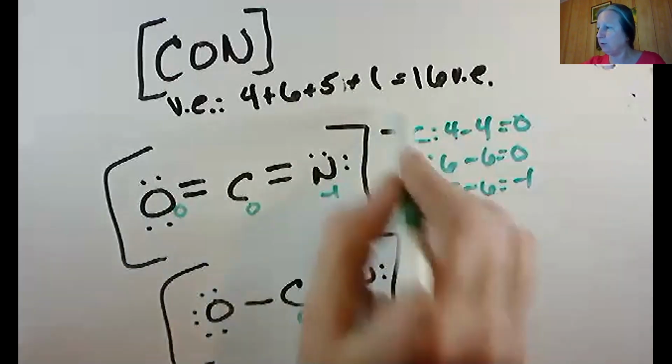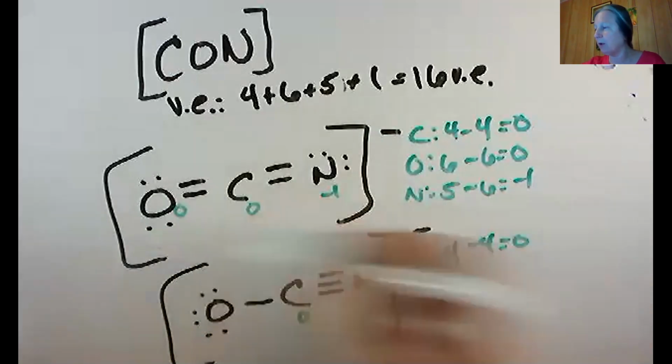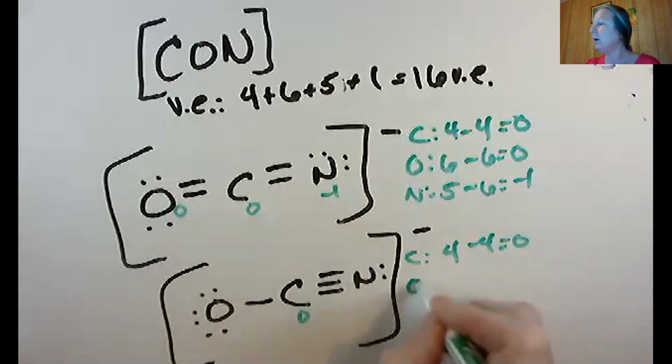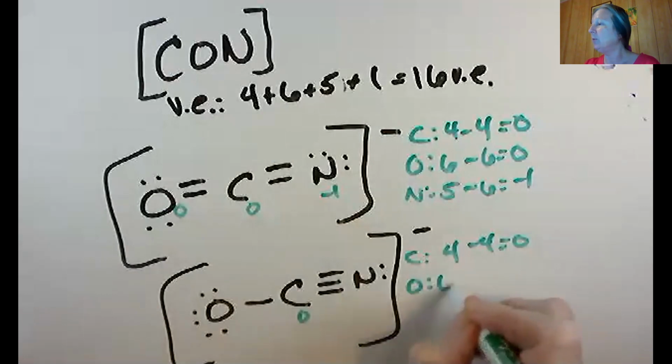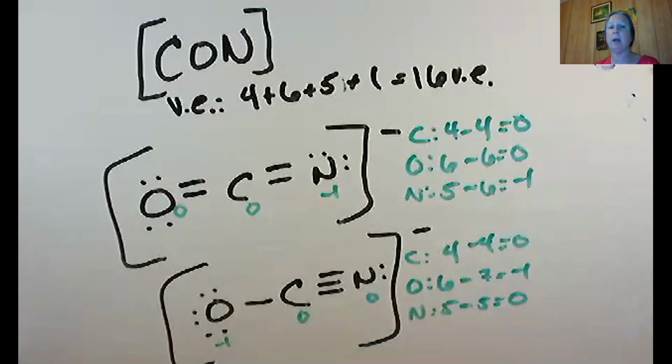My sum equals my charge. My ion is a minus 1. I have a sum of my formal charges is minus 1, so that's fine. Let's go down here, oxygen. Valence number is 6 minus 2, 4, 6, 7, minus 1. Nitrogen, valence number of 5 is 5 minus 2, 3, 4, 5. So that's 0. And once again, the sum of my formal charges equals my ion charge.